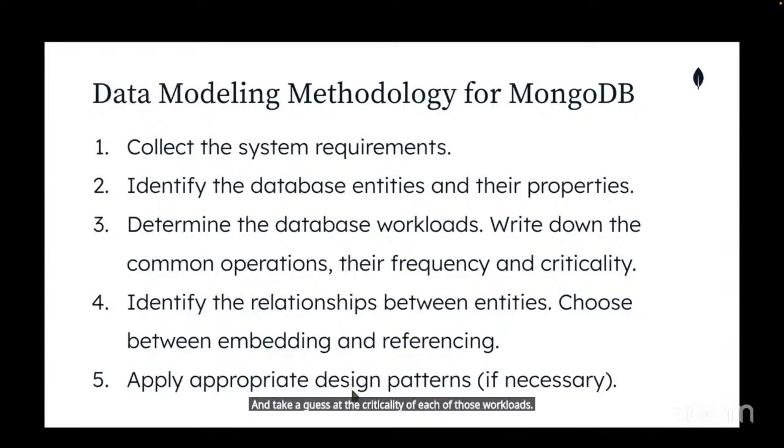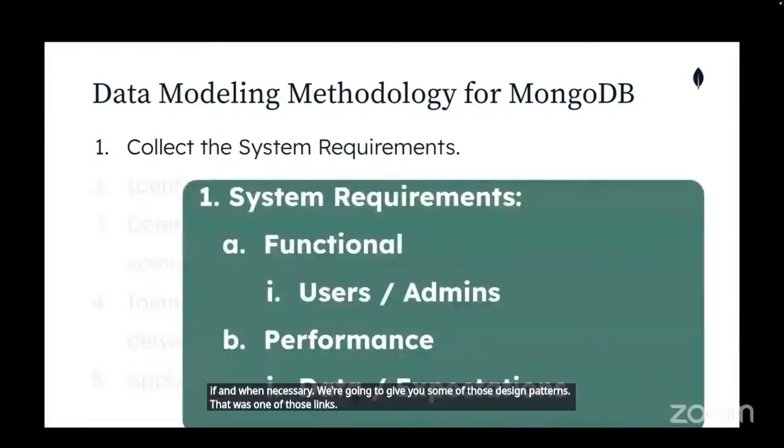4, you want to identify the relationship between the entities in the application, choosing between an embedding model and a referencing model. Now, I haven't explained what embedding or referencing is yet, so hold on to that concept. You can just kind of put that in cache. 5, apply appropriate design patterns if and when necessary. We're going to give you some of those design patterns. That was one of those links from the beginning.